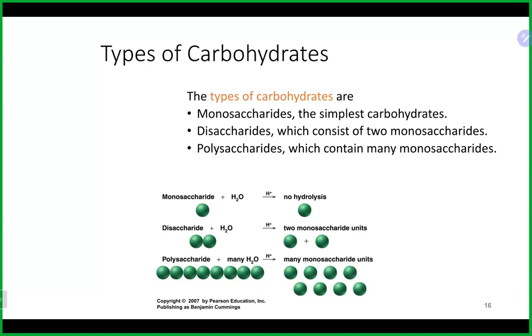And there's also polysaccharides, which basically is just a bunch of sugars put together, all put together by taking out waters and sticking everybody together. So monosaccharides will not go through hydrolysis because there's nothing to break apart. There's just one.